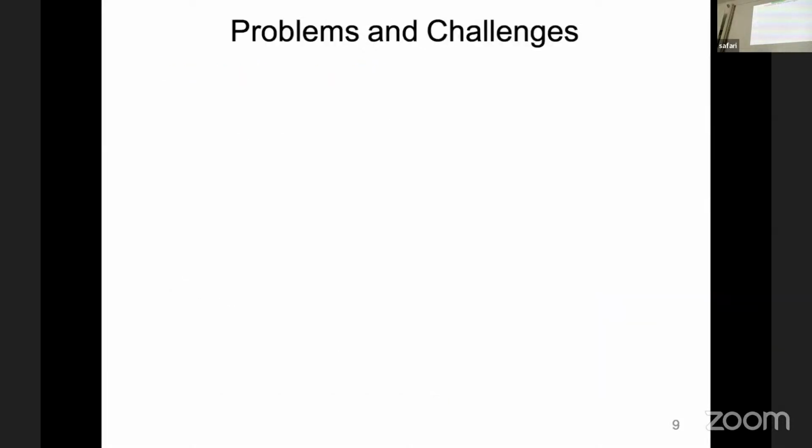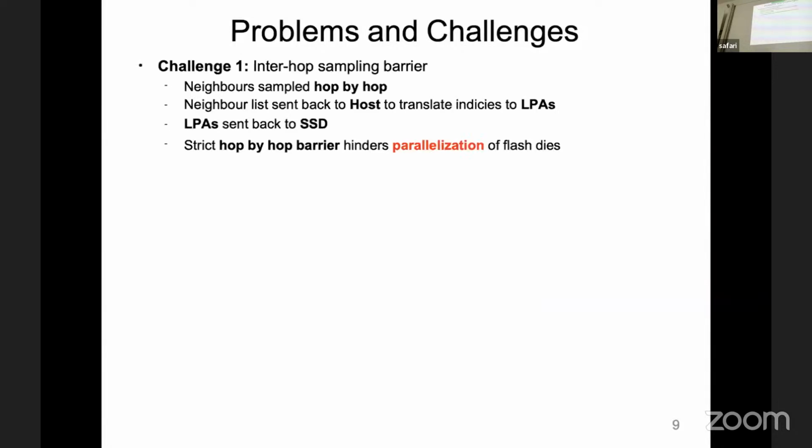The core issues of GNN training are, first of all, the interhop sampling barrier, which basically means that after each time we fetch a neighbor, we get the node ID, but the SSD doesn't know what to do with the node ID. So it would need to communicate back to the host to get a logical page address to fetch the next neighbor, which means after every hop, we need to communicate back to the host, which gives us a great bottleneck in terms of PCIe transfers.